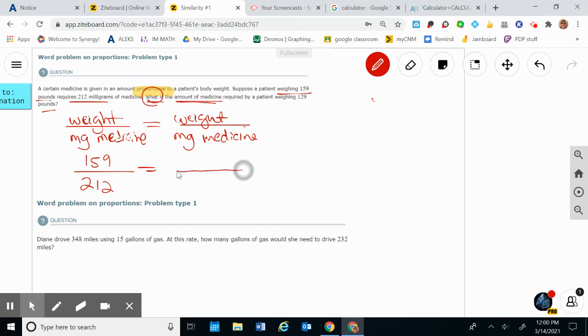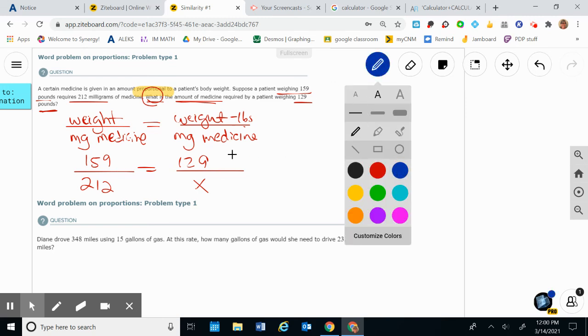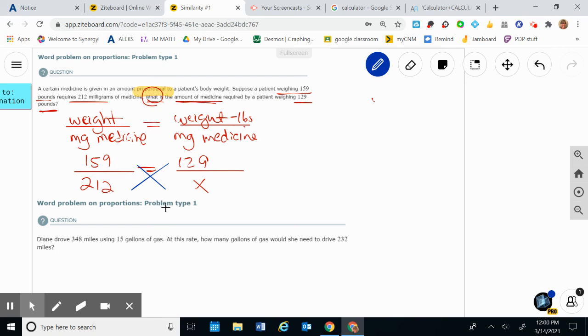So where's my X, you guys? Look, milligrams of medicine is on the bottom. X goes there. 129 pounds. See? Pounds on the top. I don't know if you guys know that LBS is pounds. Okay, pounds on the top, weight on the bottom. Now you can solve with cross multiplication.